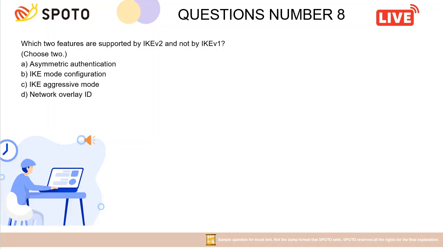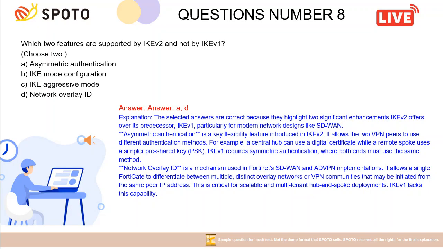Answer, A, D. The selected answers are correct because they highlight two significant enhancements IKEv2 offers over its predecessor, IKEv1, particularly for modern network designs like SD-WAN. Asymmetric authentication is a key flexibility feature introduced in IKEv2. It allows the two VPN peers to use different authentication methods. For example, a central hub can use a digital certificate while a remote spoke uses a simpler pre-shared key, PSK. IKEv1 requires symmetric authentication, where both ends must use the same method.